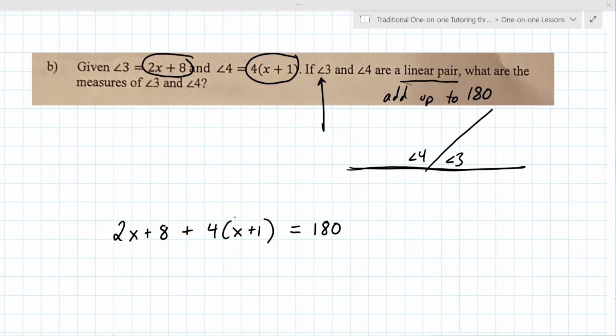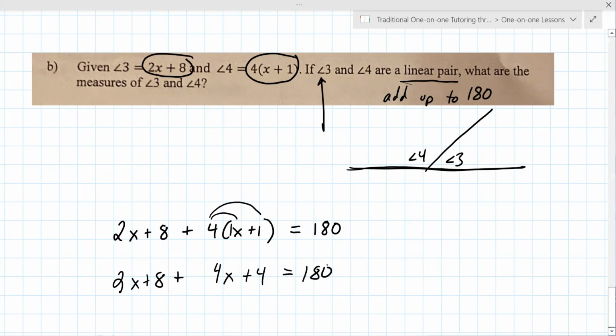I would recommend distributing this 4 to both terms. That's 4 plus 1, that's 5. It's not 4 plus 1. It's 4 times x plus 4 times 1. It's 4x. 4x plus 1, you have to multiply to both. So it's 4x, but you multiply it to both of these, so that 4 times 1 is plus 4. Okay. And then that's it.